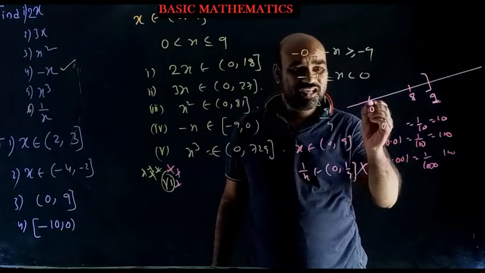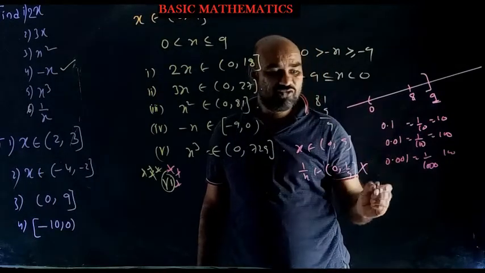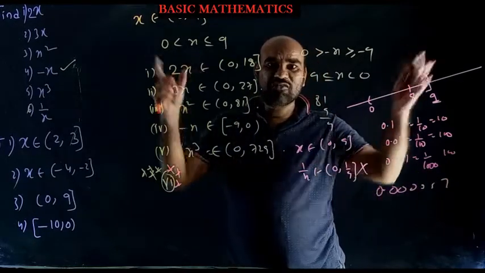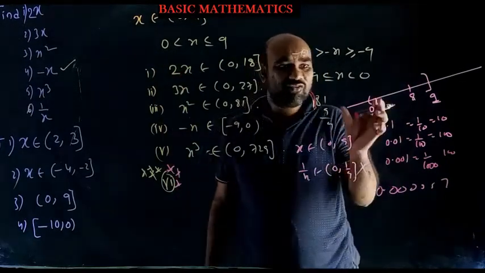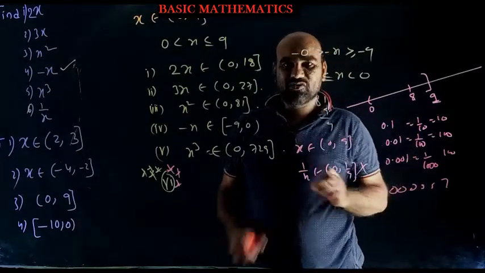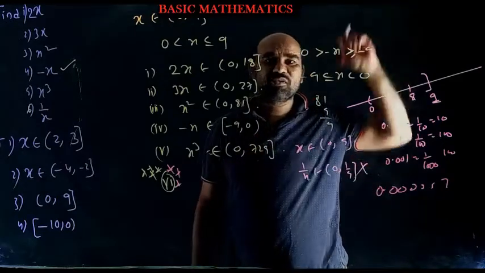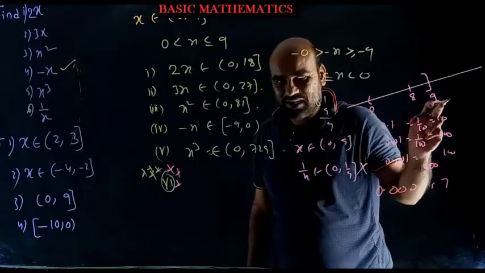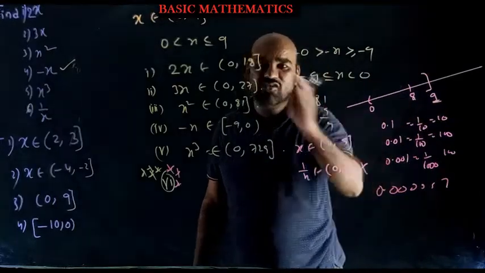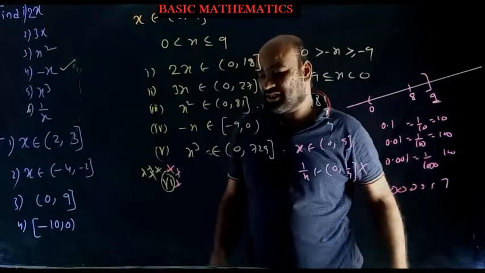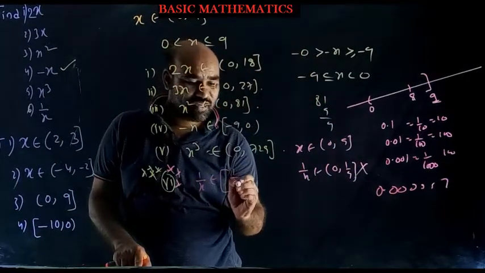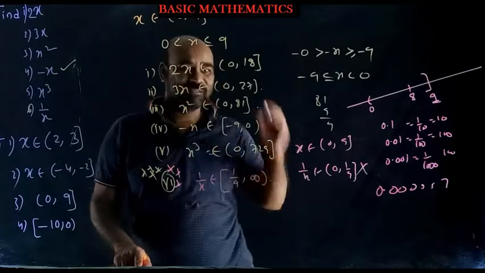Means what happened? Near the right side of 0, you take a value like 0.00000 something. Its reciprocal gives a bigger value. That means we can't find the biggest value in 1 by x. Means we can say that it is going to plus infinity. The smaller one is 1 by 9, and the bigger one you can't find. 1 by 9, 1 by 8, 1 by 7, so on up to infinity. That's why 1 by x belongs to closed 1 by 9 to open infinity.